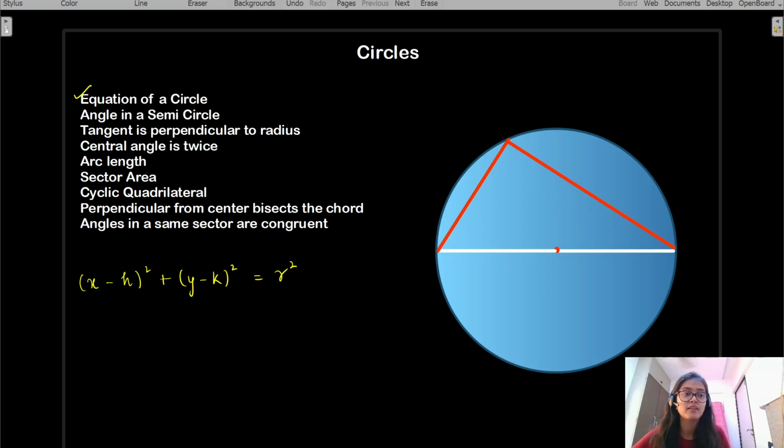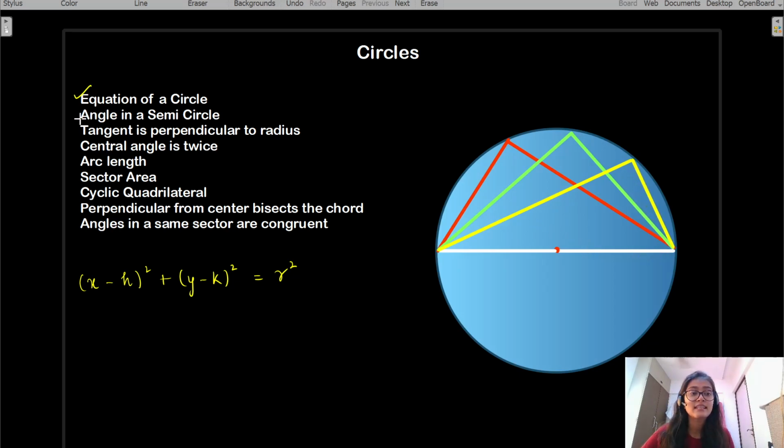Or if I make this angle, it is also inside a semicircle. Or if I make this angle, this is also inside the semicircle. So this second point says that all the angles in a semicircle are right angles. So this one is a right angle, this one will also be a right angle, this one will also be a right angle. This is a really important theorem. Okay, so this is done.